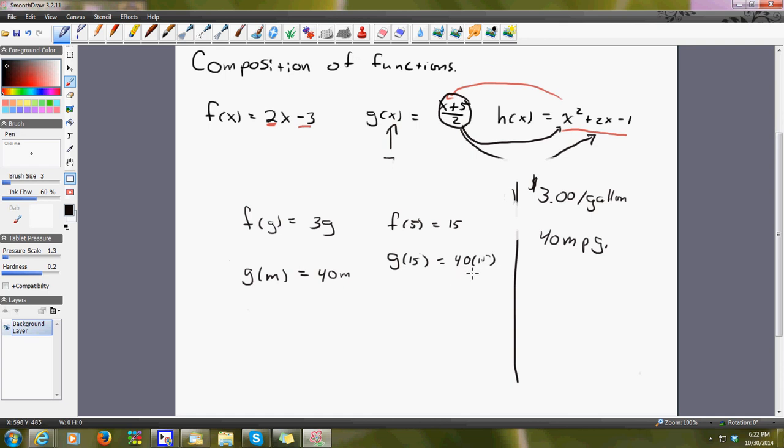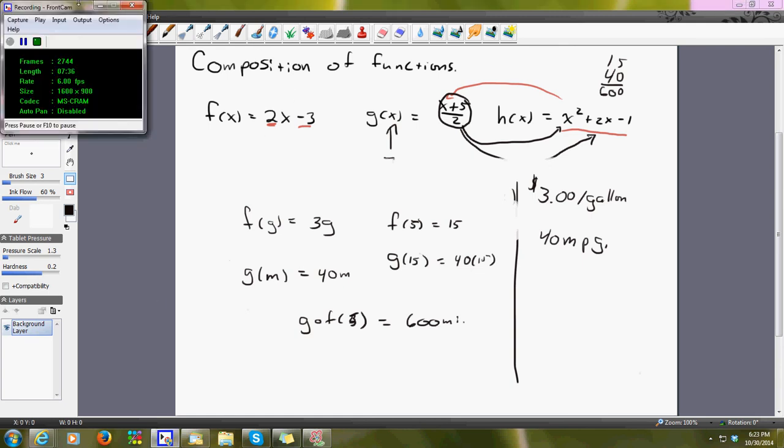Which is, let's see, 40 times 15, 600, of course, which is 600 miles. So g of f of 5 equals 600 miles. And that's it. So you put in $5 worth of gas, you can go 600 miles. Gosh, I hope that was clear. I feel like that was a little convoluted. Oh well.